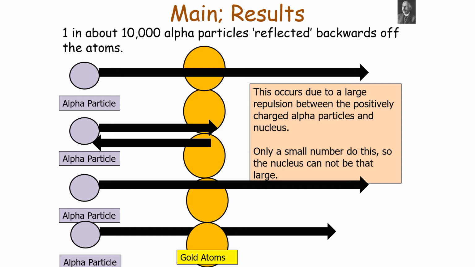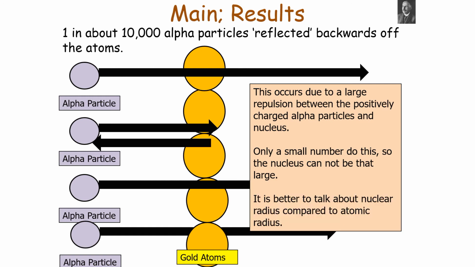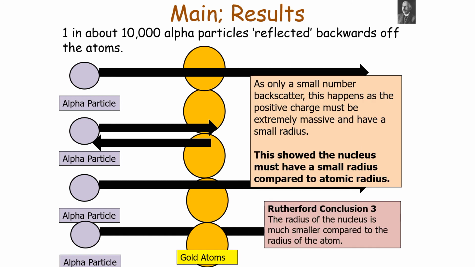Now it's better to talk in terms of size of a comparison between the nuclear radius and the atomic radius. So it showed us that the nuclear radius, the radius of the nucleus, must be very small compared to the atomic radius. So if only 1 in 10,000 alpha particles reflects backwards, this tells us that the nuclear radius is 10,000 times smaller than the atomic radius.